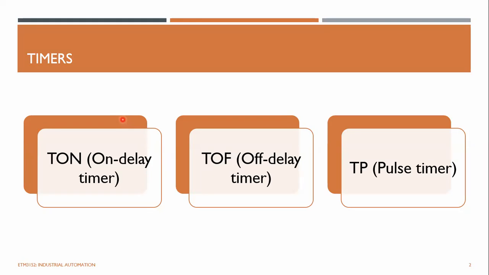The first one is the T on, or the on delay timer, and then we move into the off delay timer, which is also known as T off, and finally we have the pulse timer, which is also known as TP.